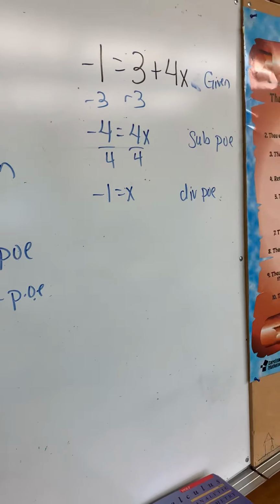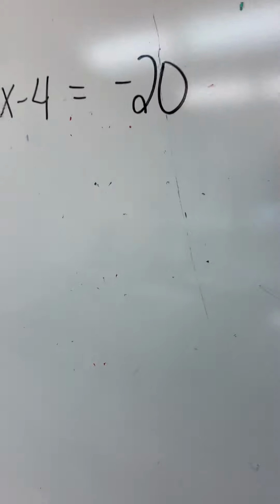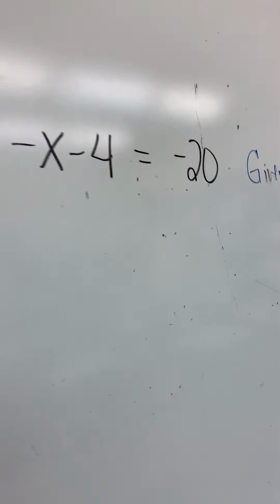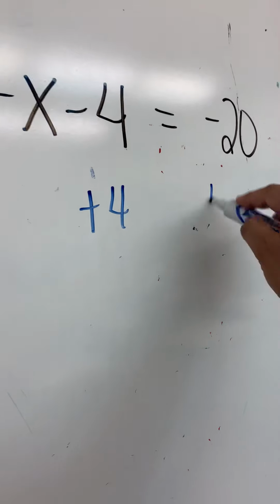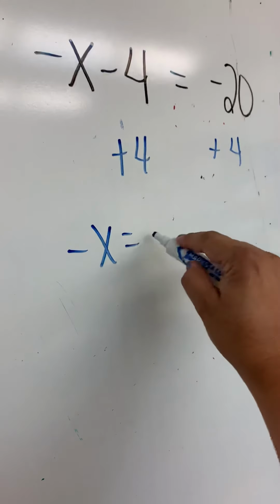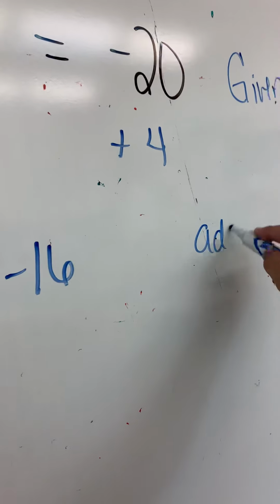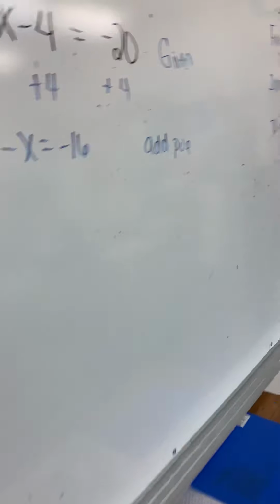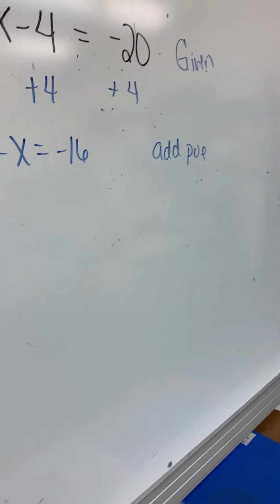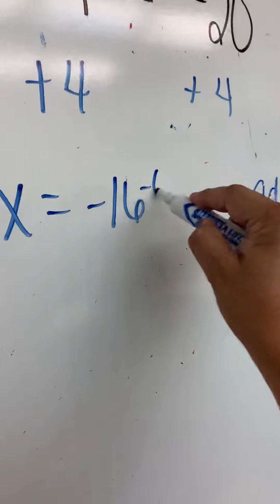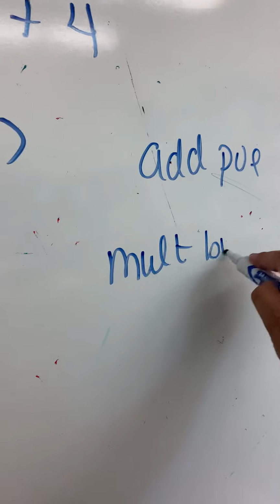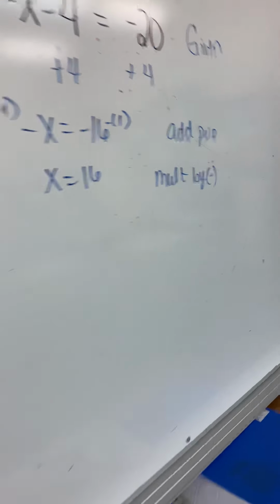Okay, one more. So we got our given. Add 4. So I've got -x equals -16. We did the adpo. How do I get rid of that negative? You have to divide by another negative, or multiply by a negative. Either way is the same thing. I'm going to multiply by -1. So I got x equals 16. It doesn't seem that hard. Multiplication property, by a negative. So there it is.